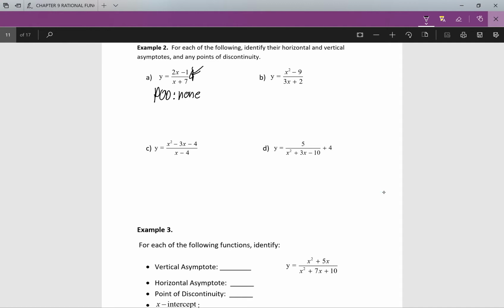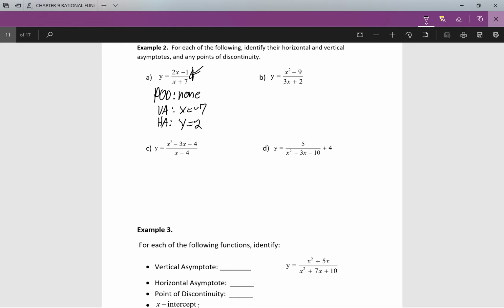From there, my vertical asymptote is going to occur when the denominator, or the bottom, is equal to 0. So my vertical asymptote is going to occur at x equals negative 7. Looking at my horizontal asymptote, I see that my numerator and denominator have degrees that match. So dividing my lead coefficients, my horizontal asymptote is just going to be y equals 2.